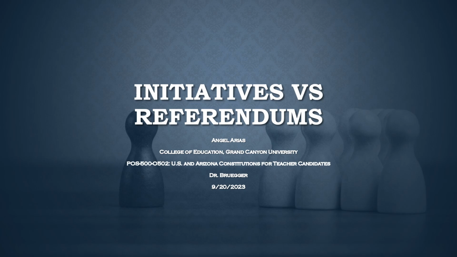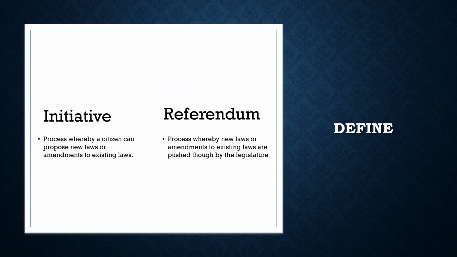This presentation will be to discuss the initiative and referendum processes in the state of Arizona. Now, for the basic beginning, the definition for both would be: an initiative is a process whereby a citizen can formally propose new laws or amendments to existing laws. A referendum is the same process, except the beginning initiation would come from the legislature.